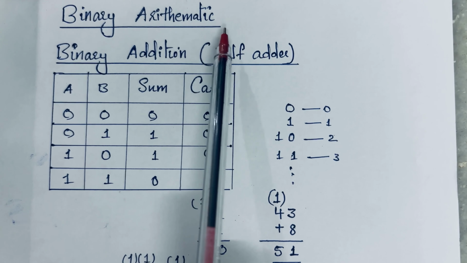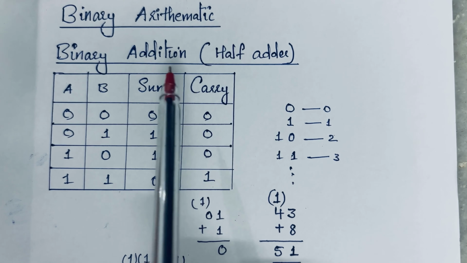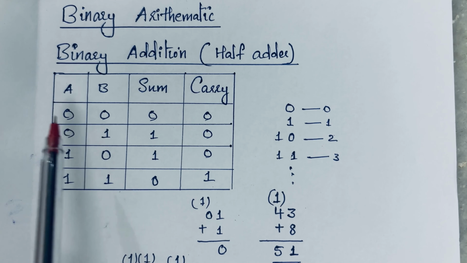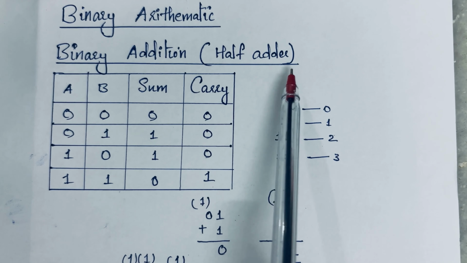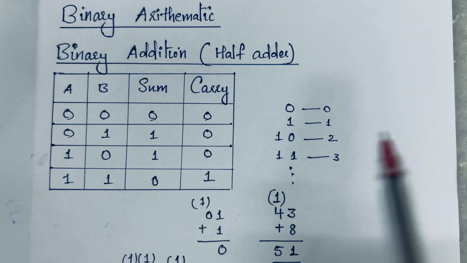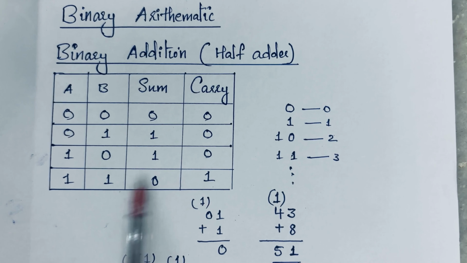In today's session, we will see the binary arithmetic, mainly the addition and subtraction. So in binary addition, a circuit that performs 2-bit addition is known as half adder, and a circuit that performs 3-bit addition is known as full adder, that we'll discuss later. Now this is the truth table for half adder.